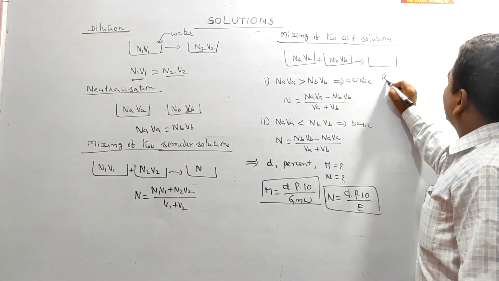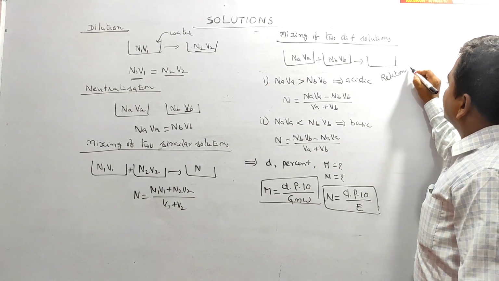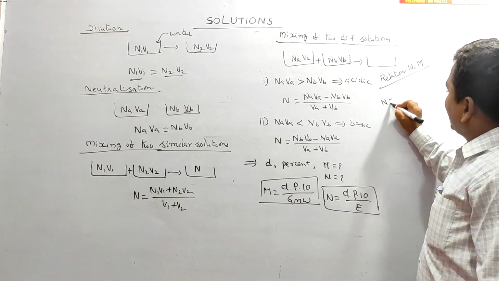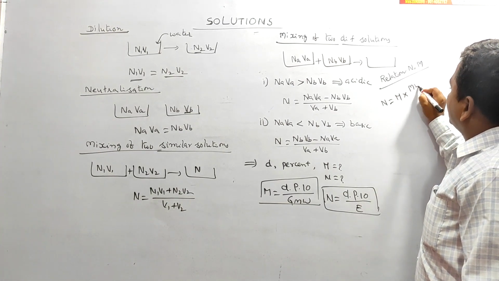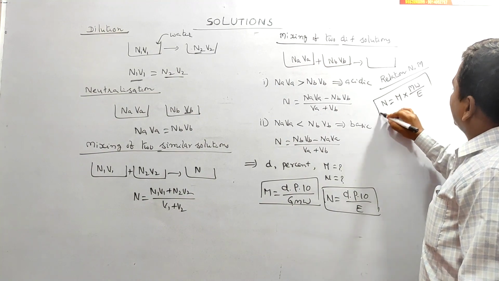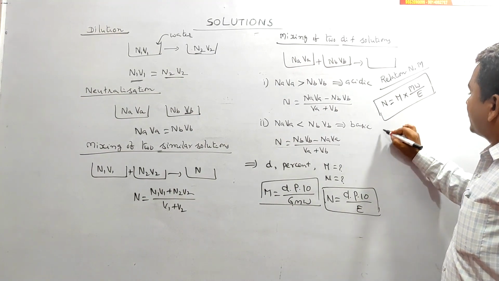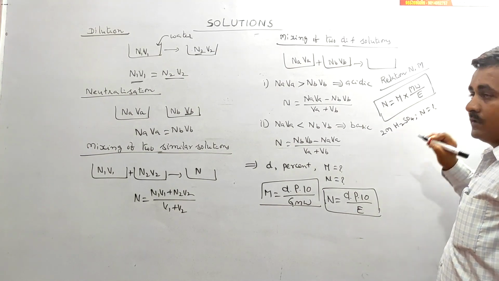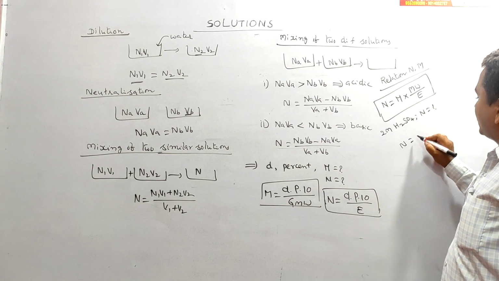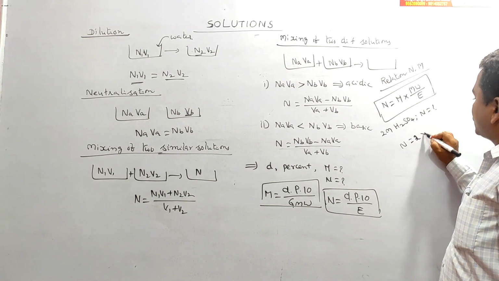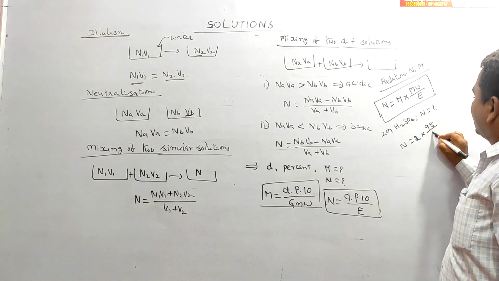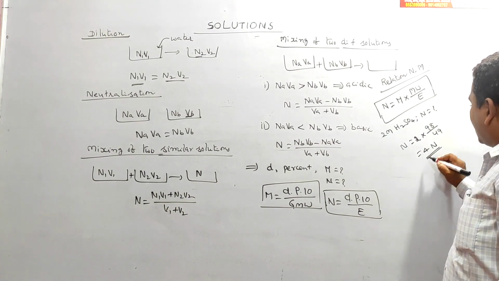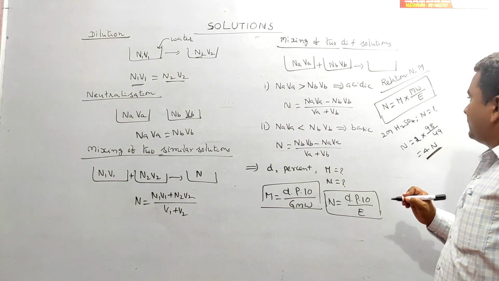And what is the relation between normality and molarity? Normality is equal to molarity into molecular weight by equivalent weight. For example, 2M H2SO4 is there. We have to find normality. How to find? Normality is equal to molarity, 2, into molecular weight by equivalent weight. So it is 4 normal. Like this we can find the relation between molarity and normality.